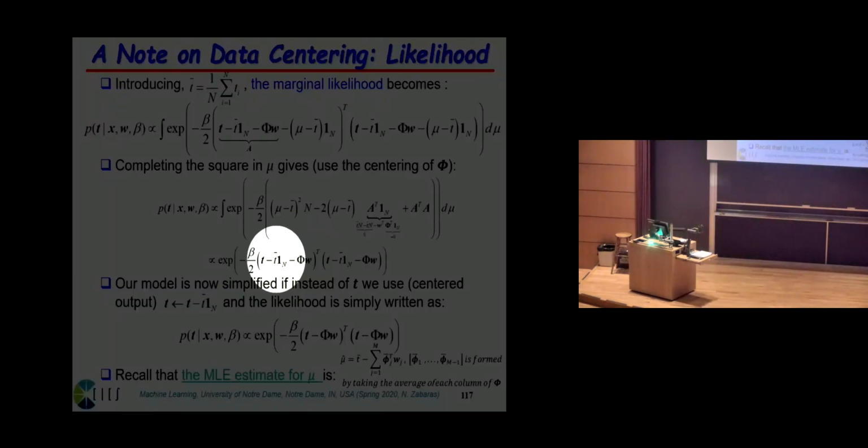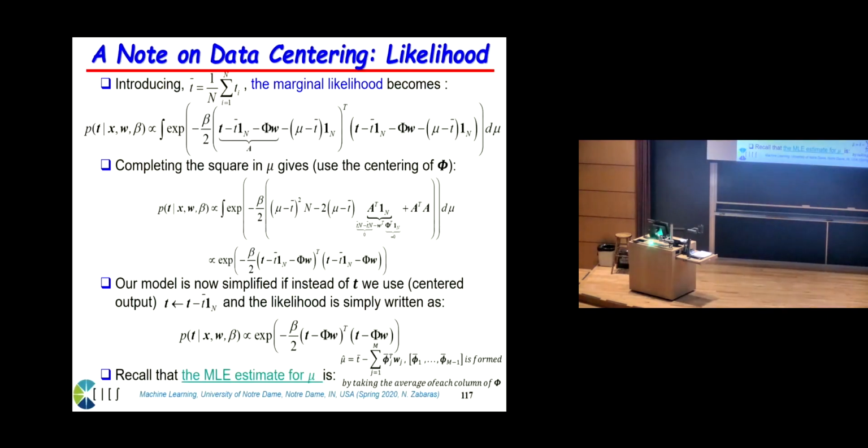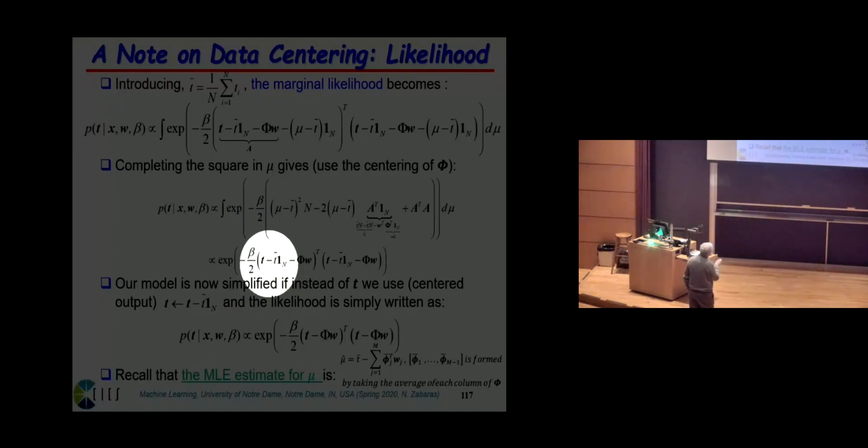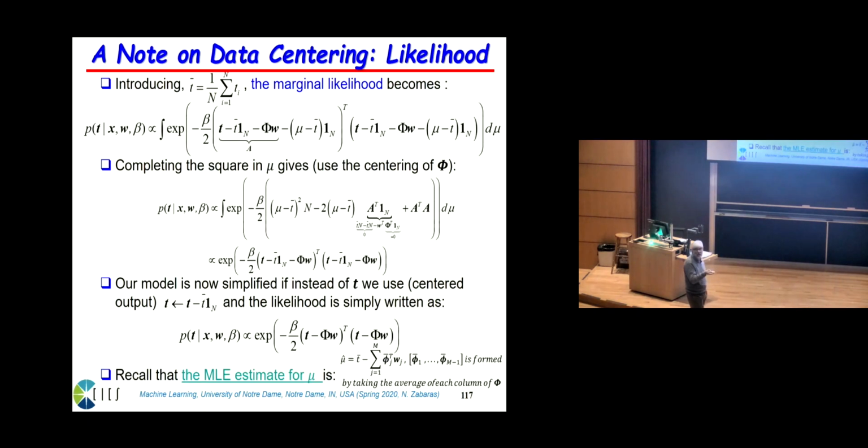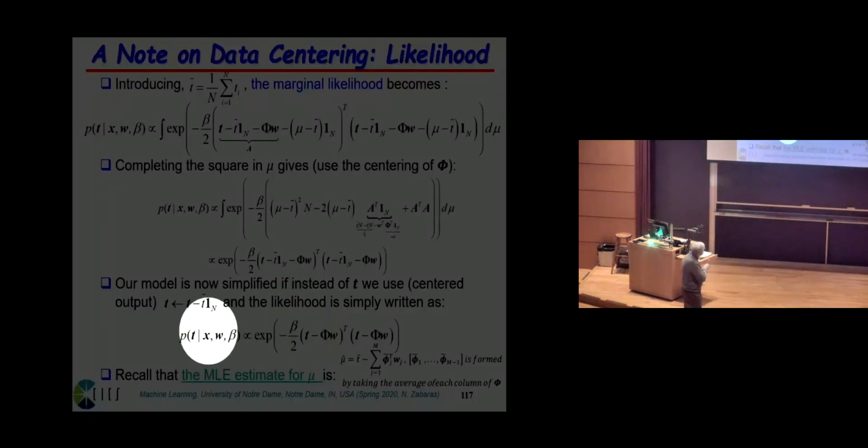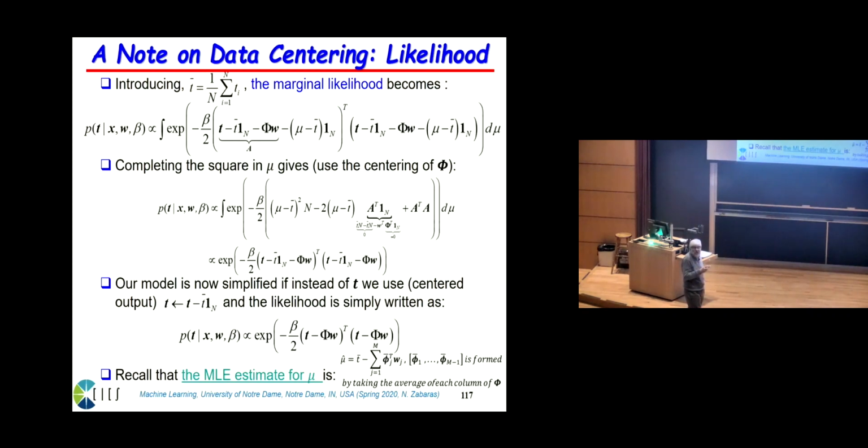Here I have t minus t bar times the unit vector. So effectively, if I center the measurements t, and I call this again t, doesn't this problem look exactly like the likelihood we had before in our calculations? Everything we have done up to now involves a likelihood like this. But this likelihood now does not involve any W0. It doesn't involve any mu.